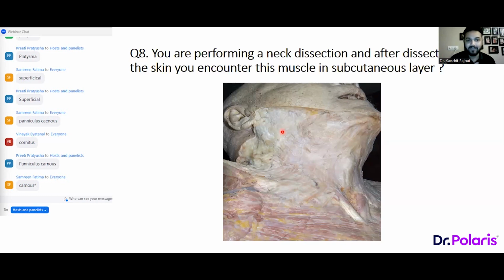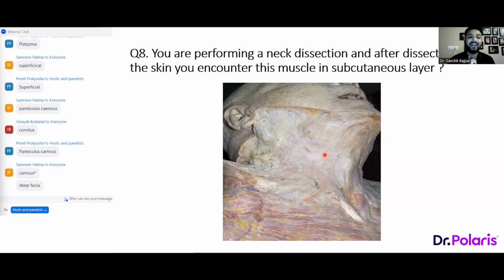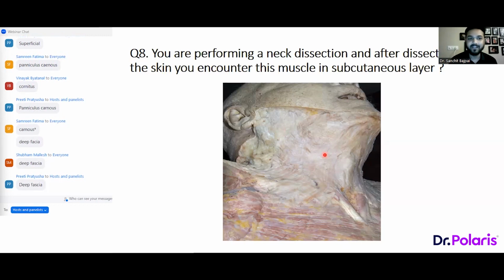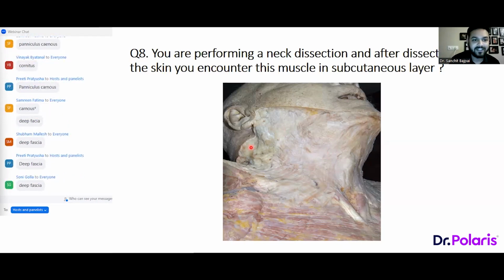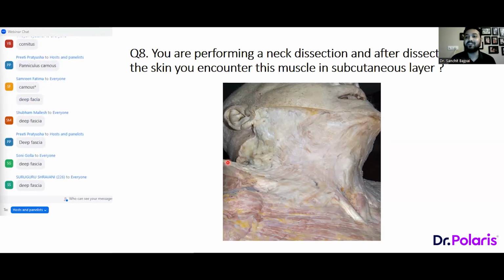Now, can anyone tell me, if I cut this muscle, what will I see? Think. I've cut the skin. As soon as I cut the skin, I find yellow fat. As soon as I cut the fat, I find this platysma. As soon as I cut the platysma, what will be there beneath it? Anyone? I think answers are coming. Yes. Right. Deep fascia. Correct. Absolutely right. And can you tell me what exactly is that layer of deep fascia called in the neck?